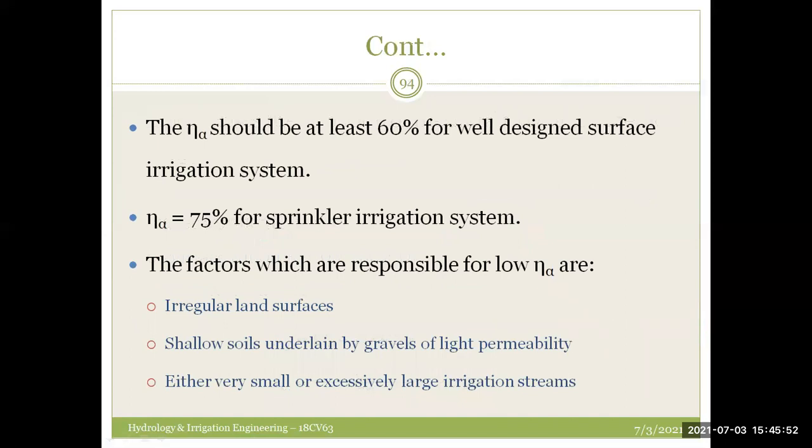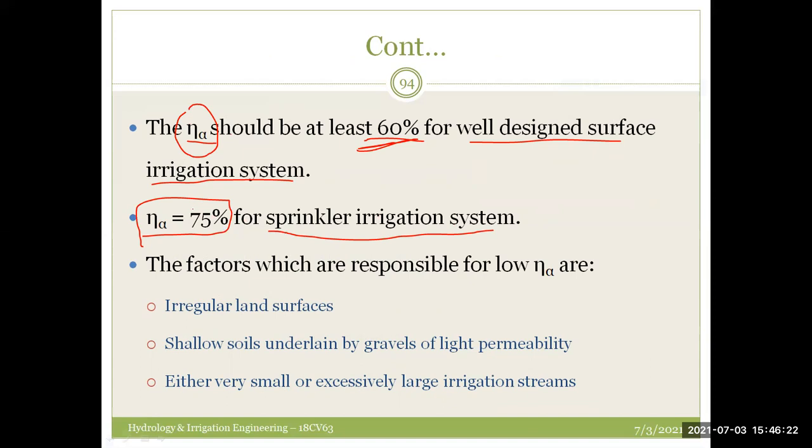And this eta alpha, that is nothing but the water application efficiency, should be at least 60% for all well-designed surface irrigation systems. So for all the surface irrigation systems, the eta alpha should be at least 60%. Okay, so for example, for a sprinkler irrigation, this water application efficiency should be 75%.